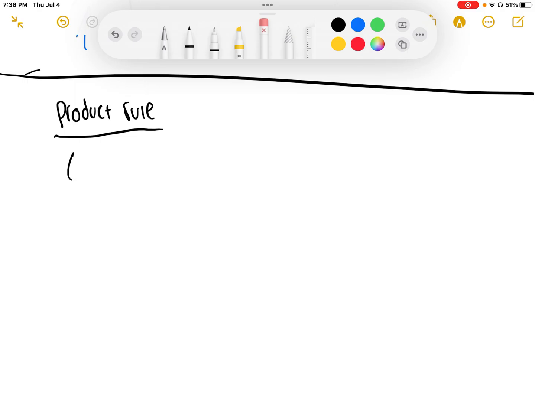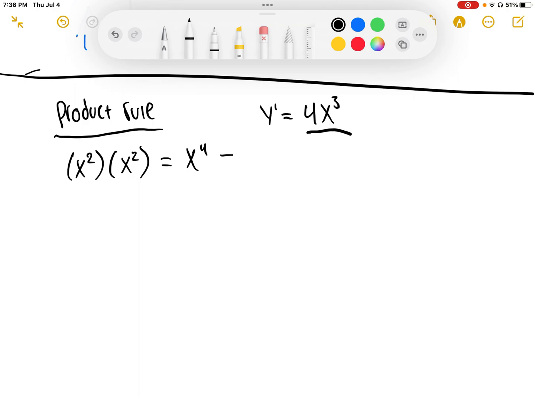Let's start easy. Say we have x squared times x squared. Let's just make this really easy first of all. So we know that this is also equal to x to the 4th, and we could just find the derivative of this by doing the power rule, so it'd be 4x to the 3, right? So that's our answer we know we're looking for.